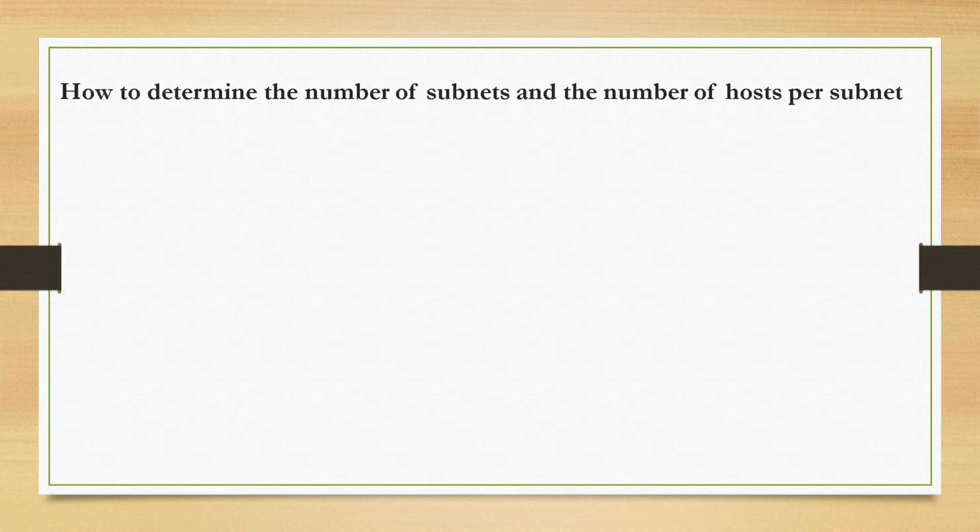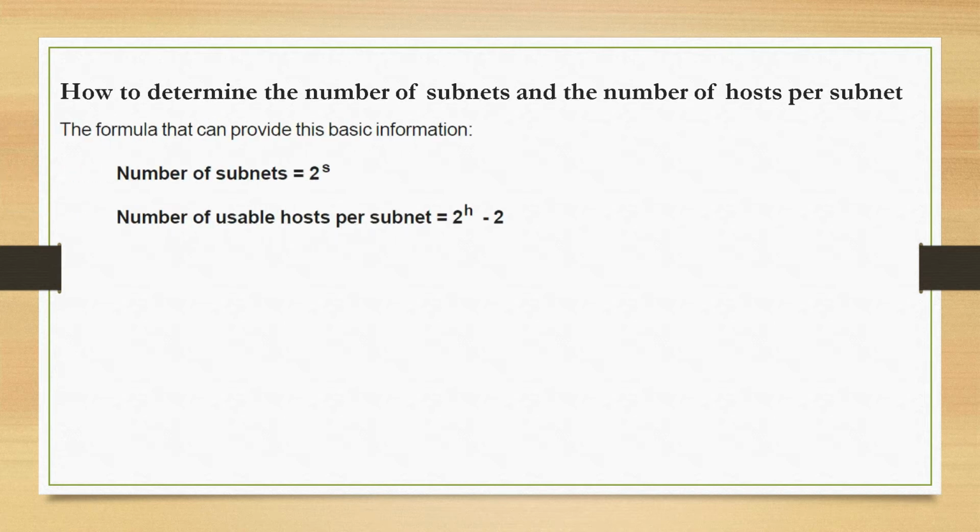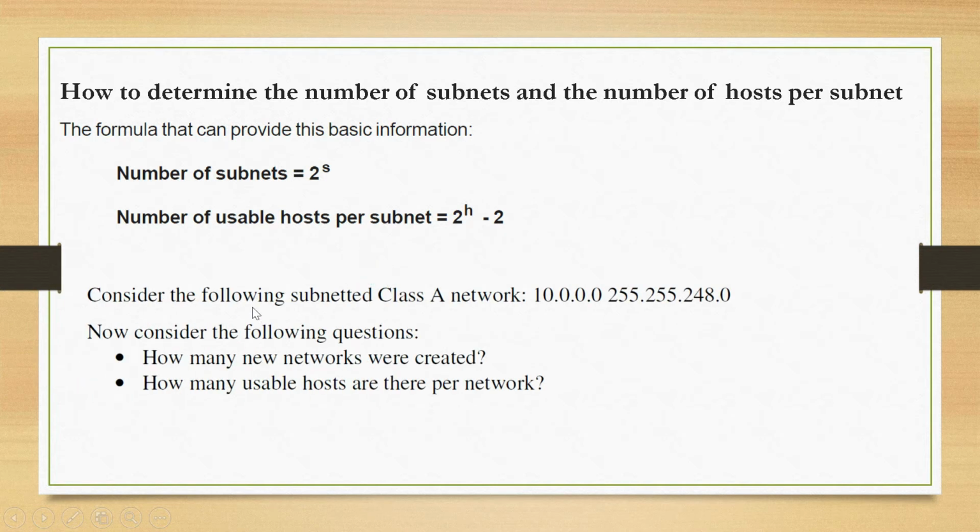So how do we determine the number of subnets and the number of hosts per subnet? The formula can be provided with this basic information. To calculate the number of subnets, you use 2 to the s, where s is the subnet bits. The number of usable hosts per subnet is 2 to the h minus 2, where h is the host bits. For example, we have a class A network 10.0.0.0 with a custom subnet mask of 255.255.248.0. What are we going to calculate here?